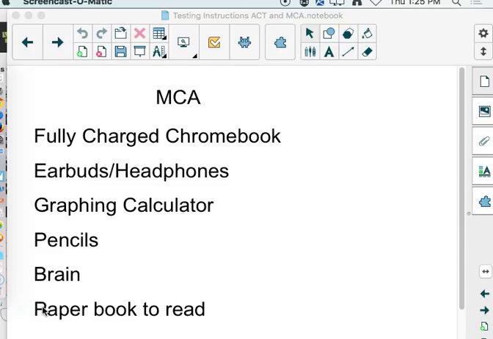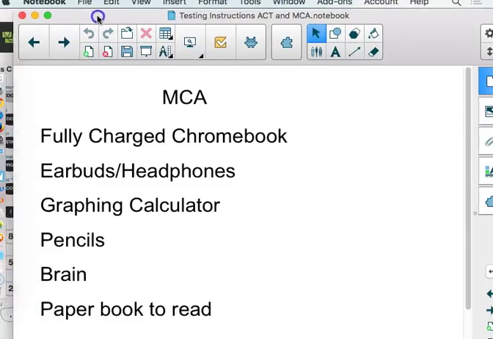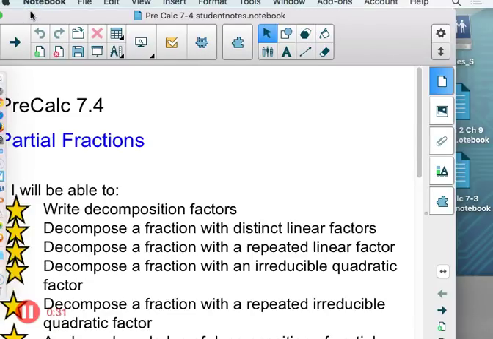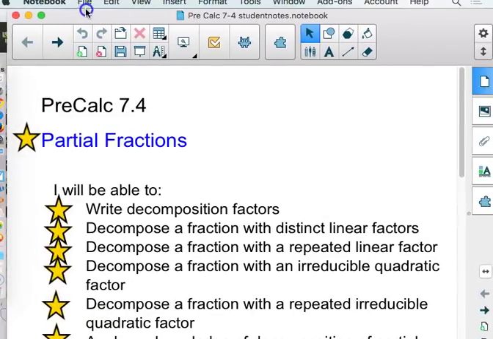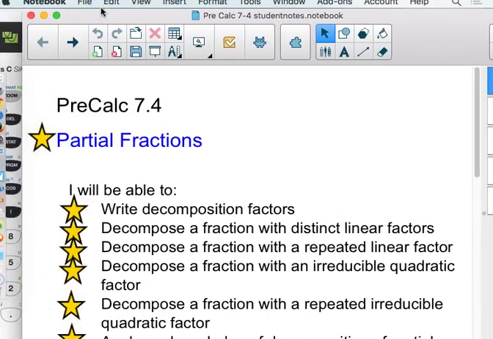Quick reminder for everybody, and I know I've reminded you every day for 3 days in a row now, but juniors, the MCAs are on Monday. Remember to bring your fully charged Chromebook, earbuds and headphones, graphing calculator, pencils, your noggin, and paper book to read. Again, on Monday, you probably won't need to bring that paper book. You should be working on your test the whole time, but have it for Tuesday and Wednesday.